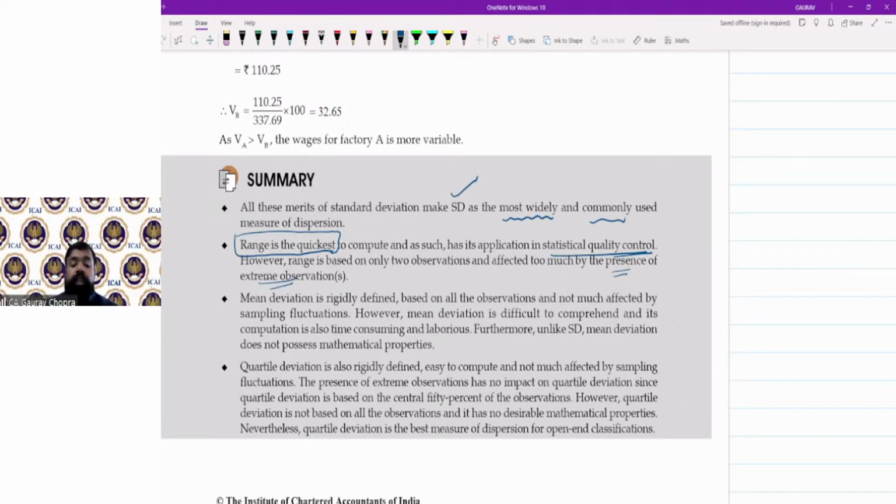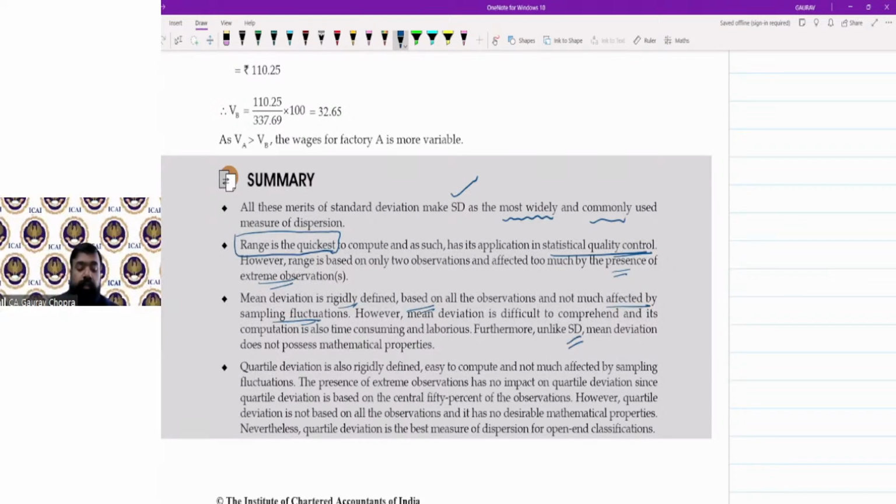Then mean deviation is rigidly defined because it is based on all the observations and not much affected by sampling fluctuation. सो मीन को कैलकुलेट करने के लिए सारे ऑब्जर्वेशन हमें यूज़ लेने हैं. So it is a bit difficult because it requires a lot of labour, a lot of time is required. And standard deviation has more properties as compared to mean deviation. So therefore, standard deviation is more used as compared to any other measure.